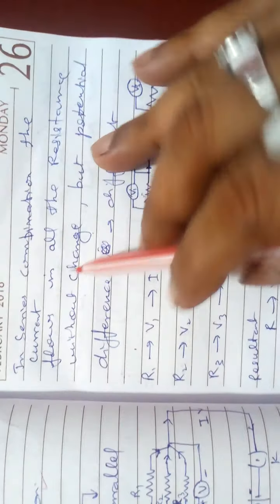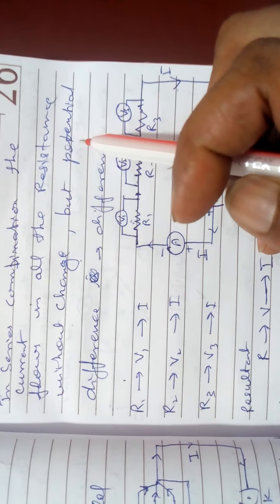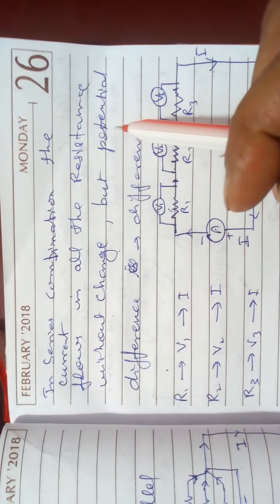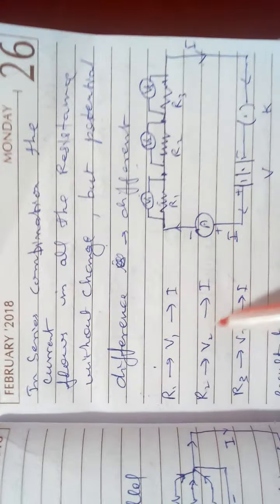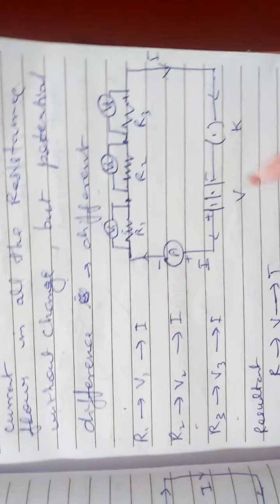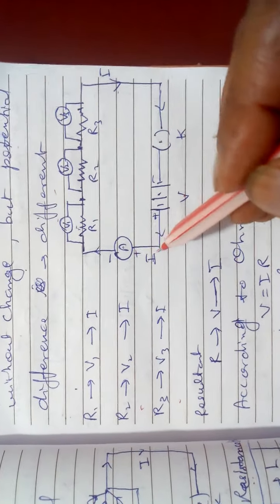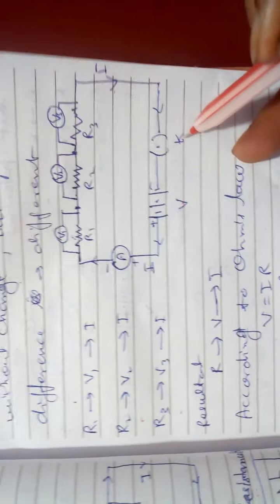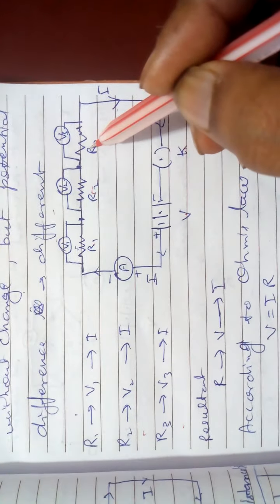In series combination, the current flows in all the resistances without change. The current is the same, but the potential difference is different. For this, I have taken R1, R2, R3. The voltage connected in the circuit is V. Current I is flowing through the circuit with a key K, and then R1, R2, R3 are connected.